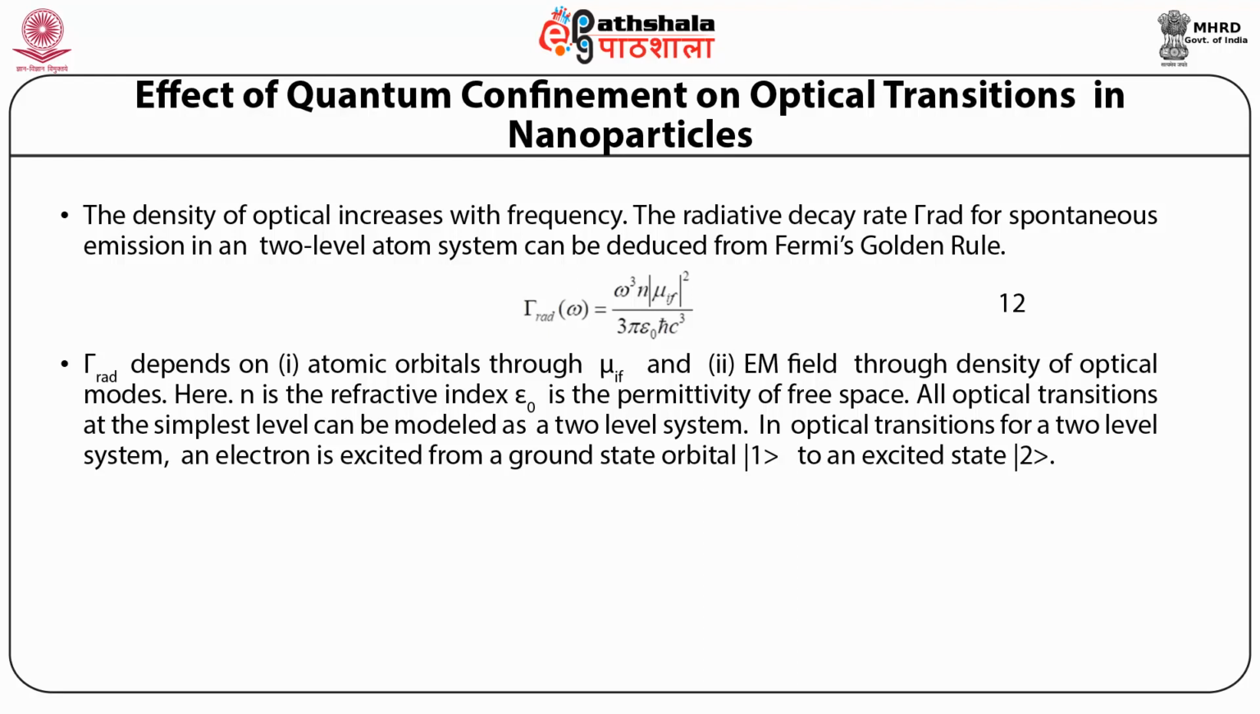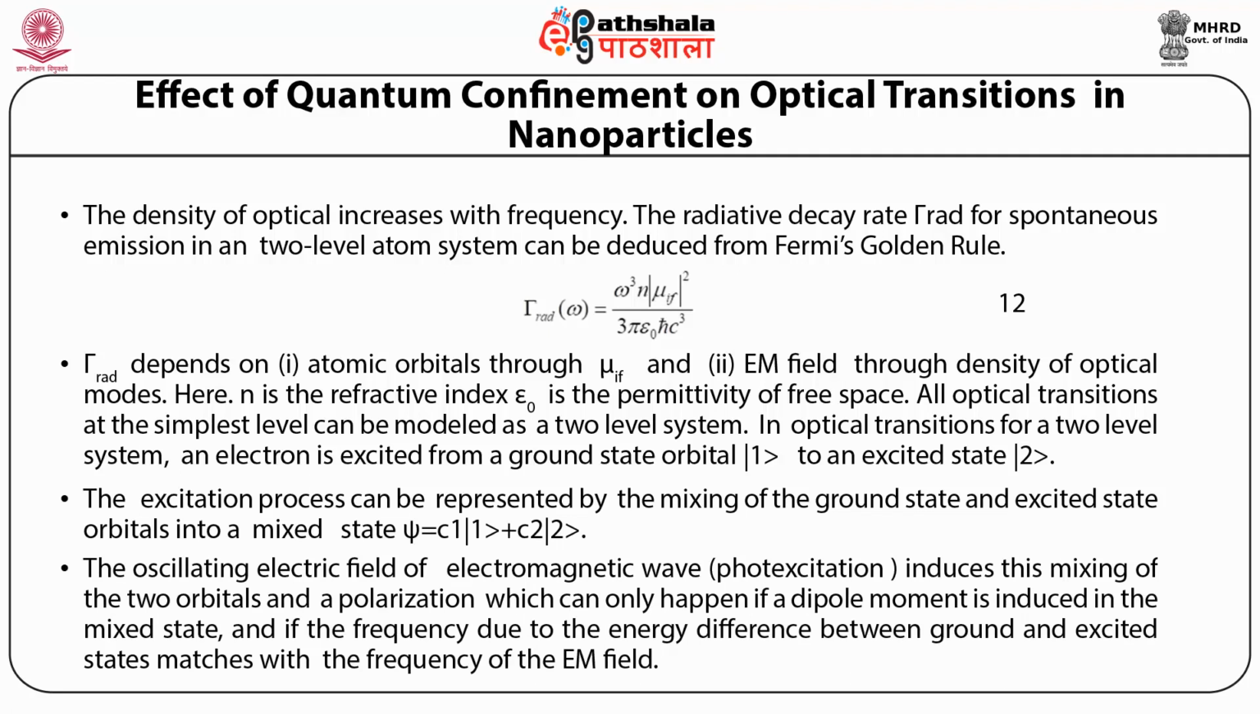So all optical transitions at the simplest level can be modeled as a two-level system. In optical transitions for a two-level system, an electron is excited from the ground state orbital 1 to an excited state 2. So the excitation process can be represented by the mixing of the ground state and excited state into a mixed state, which is psi equals C1 times state 1 plus C2 times state 2.